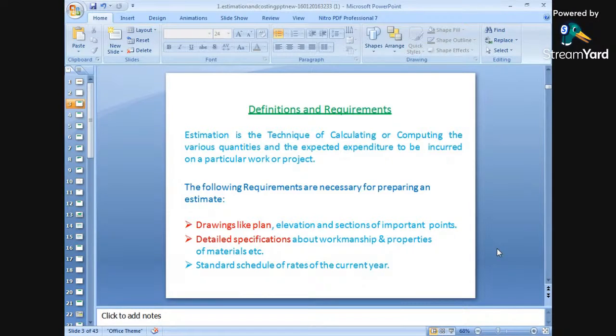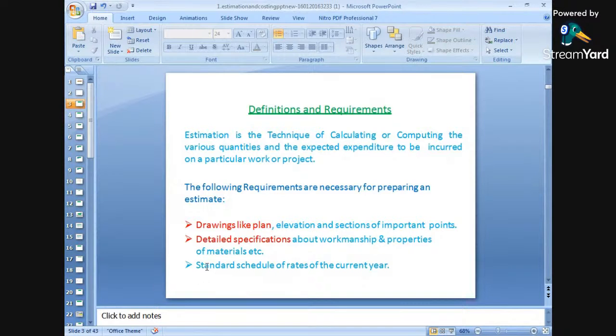So all of this, what the workmanship related activities will be, or what the manpower related activities should be, will be specified in specific descriptions which are called the specifications. So detailed specifications about workmanship and properties of materials, etc., will be carried. It is very necessary in order to prepare estimations.